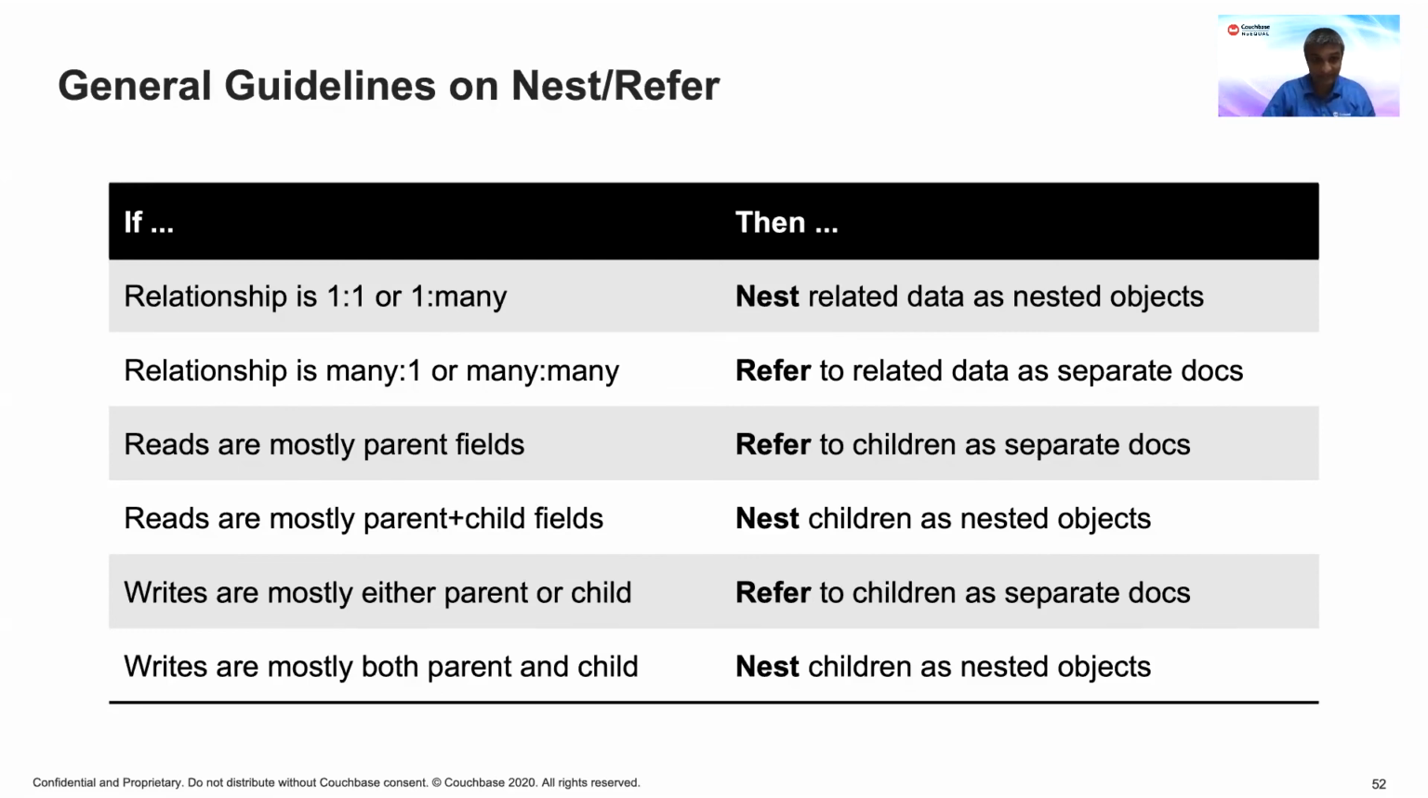That's your requirement, isn't it? But what if you're reading parent and child mostly together, always? Nesting is better, isn't it? Because you want both the data together. If writes are mostly either to the parent or the child, in that case, refer. If writes are mostly for both parent and child, in that case, you want to nest it.